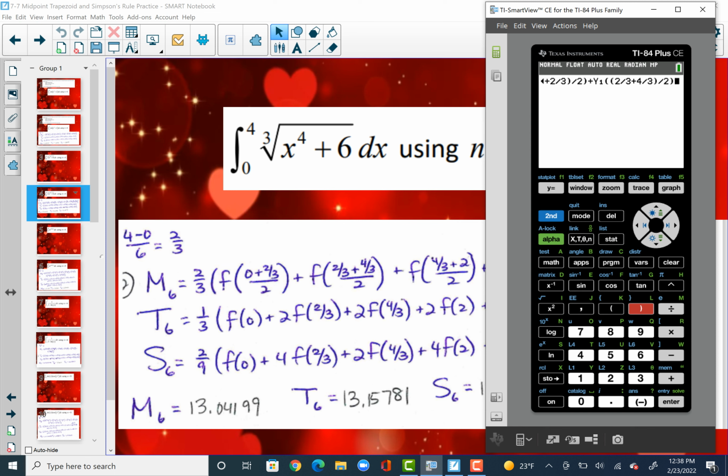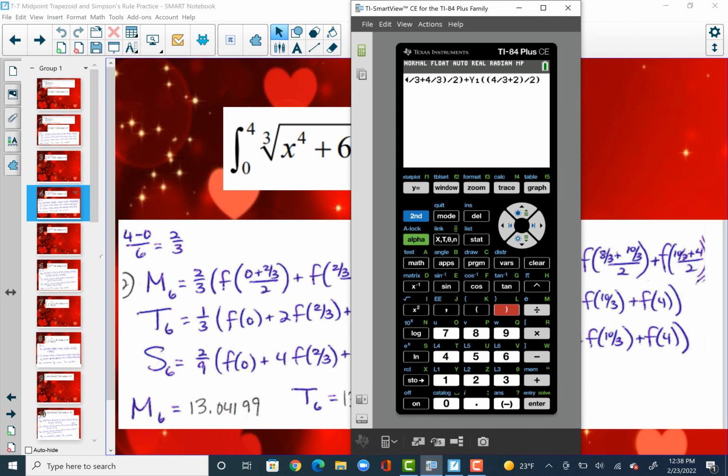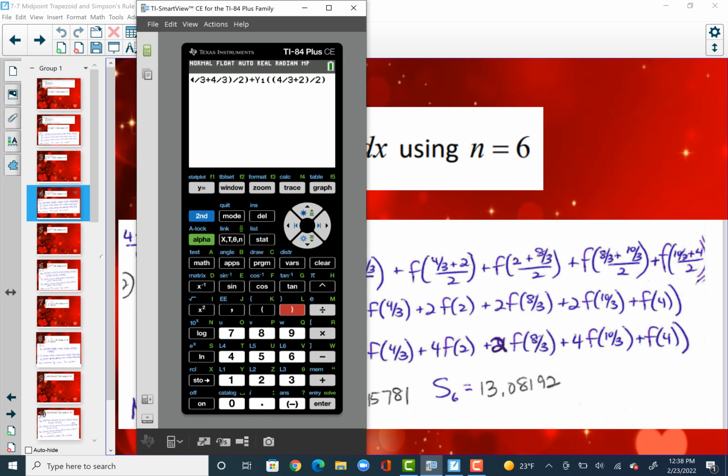And I'm just going to keep going. Again, plus, I think it's easier to hit the alpha and the trace button to get y1, just a fewer steps. Double parenthesis, 4 divided by 3, plus 2, close your parenthesis, divide by 2, close your other parenthesis. All right, just going to move this over a little bit so I can see what else we have to plug in. So here we have plus, and I'm going to go to, again, that alpha trace to get y1, double parenthesis, this time I'm going to put in 2 plus 8 divided by 3, close that parenthesis, divide by 2, and close that parenthesis.